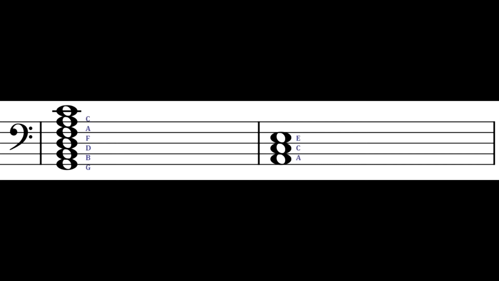Here is a bass clef example. The first line starts on a G2. After that is B, then D, F, and the last line is A. The first ledger line above the bass clef staff is C4. Next are the spaces. First space is A, then C, next is E, then G, and the last one is B.